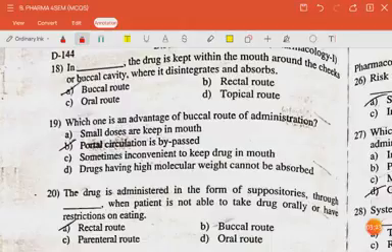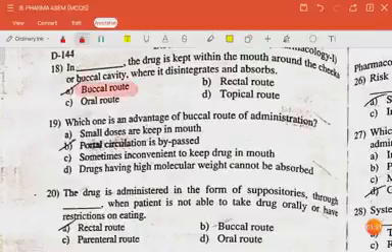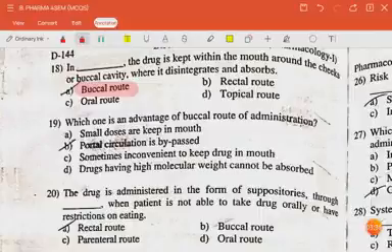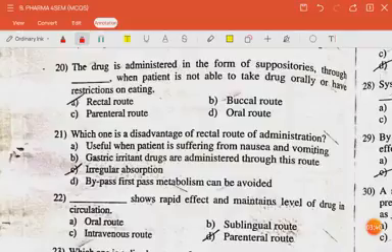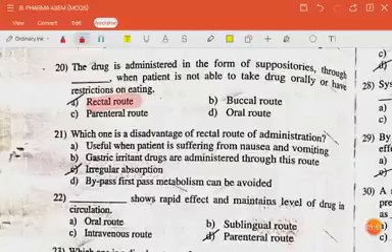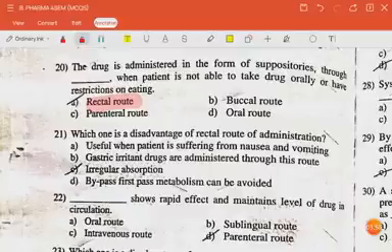The question is, in dash the drug is kept within the mouth under the cheeks or buccal cavity where it is disintegrated and absorbed. Correct answer is buccal route. The next question is, which one is an advantage of buccal route of administration? Portal circulation is bypassed. The question is, the drug is administered in the form of suppositories through dash when patient is not able to take drug orally or have restrictions on eating. The answer is rectal route. The next question is, which one is a disadvantage of rectal route of administration?